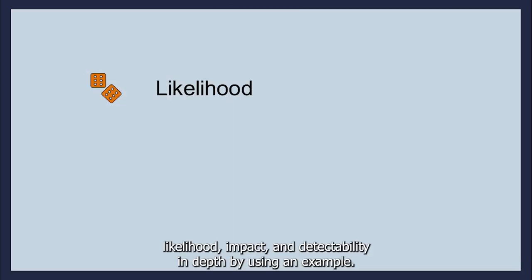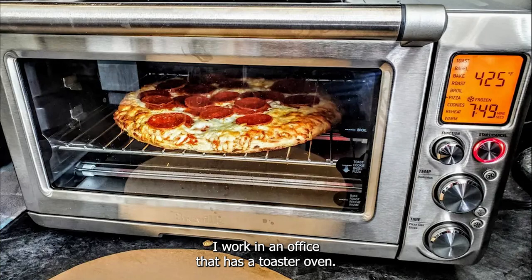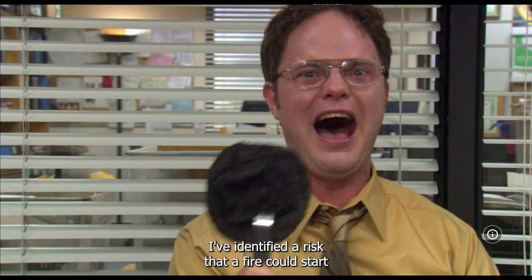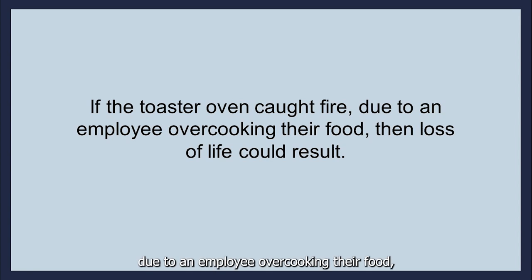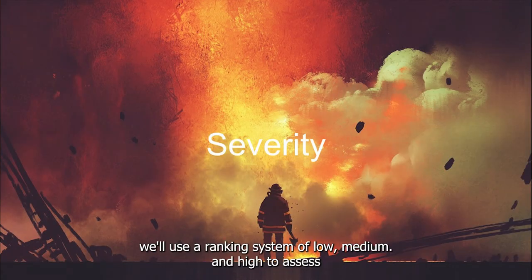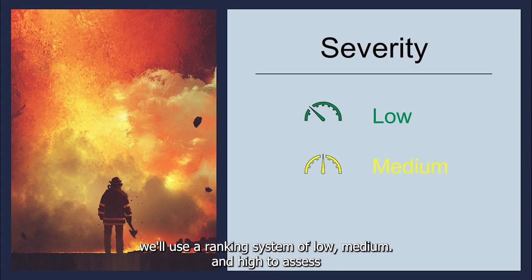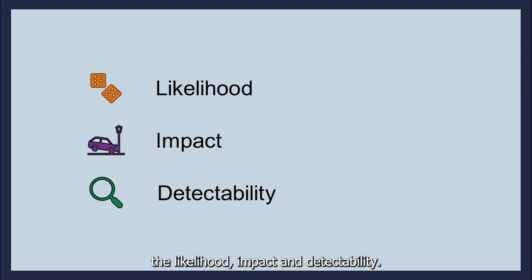Let's look at likelihood, impact, and detectability in depth by using an example. I work in an office that has a toaster oven. I've identified a risk that a fire could start if someone overcooked their food. My risk statement could be, if the toaster oven caught fire due to an employee overcooking their food, then loss of life could result. To determine the severity of this risk, we'll use a ranking system of low, medium, and high to assess the likelihood, impact, and detectability.